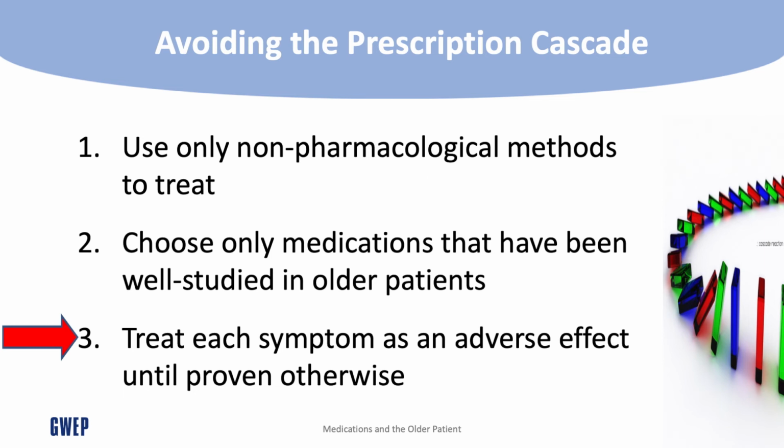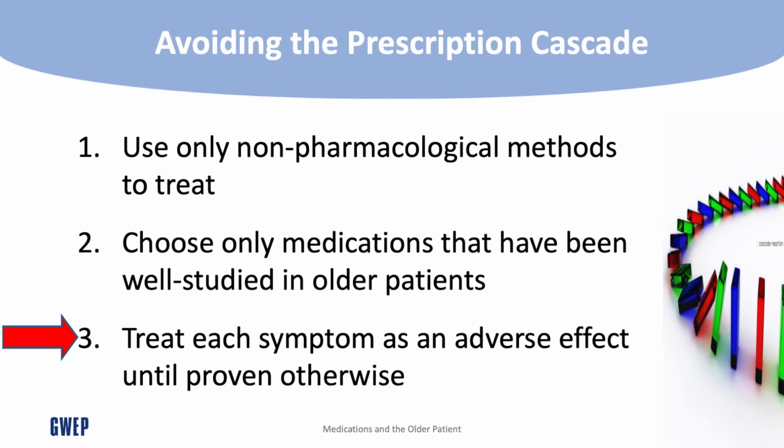Number 1 is to use only non-pharmacological methods to treat older patients. Number 2, to choose only medications that have been well studied in older patients. Or number 3, to treat each new symptom as an adverse effect of a medication until proven otherwise. For those of you who said number 3, that is correct.